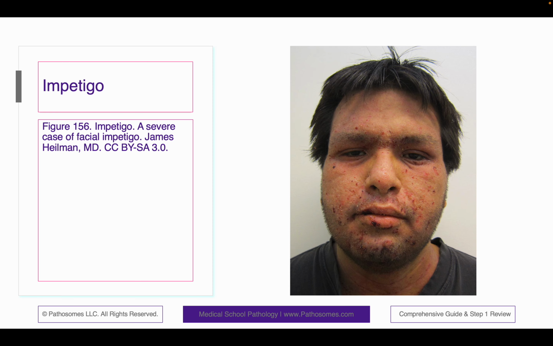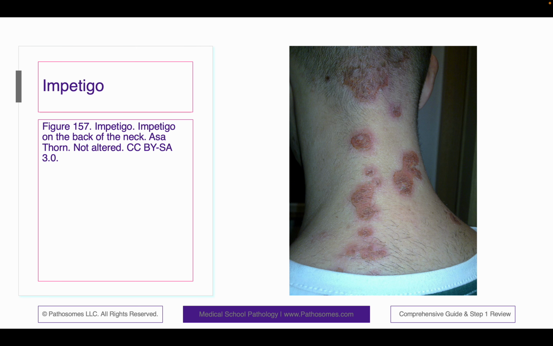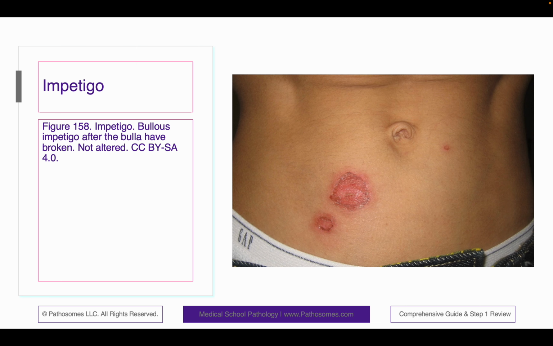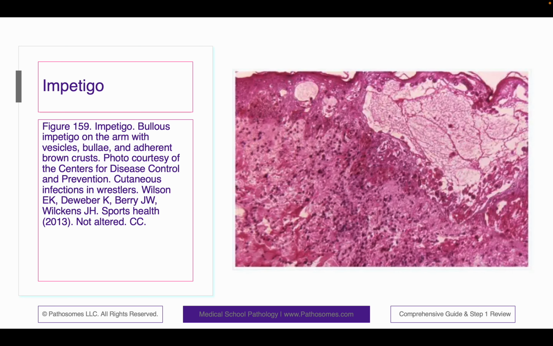Here we have a severe case of facial impetigo. Doesn't have the quite classic appearance of the honey-colored crust, but in real life, lots of conditions don't read the textbook. Here we have impetigo on the back of the neck of a patient. Okay, we have some honey-colored crusting there. And here we have bullous impetigo after the bulla have been broken. And here we have bullous impetigo on the arm with vesicles and bulla, right? Form of impetigo.